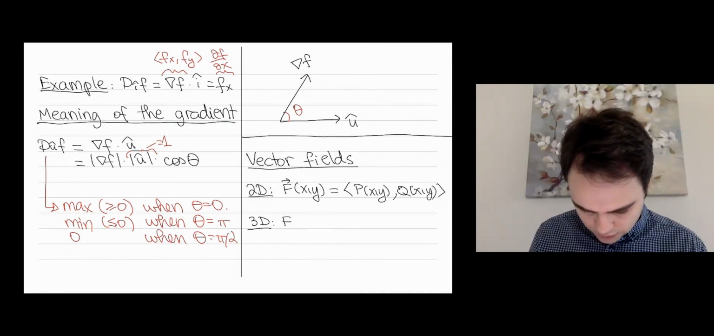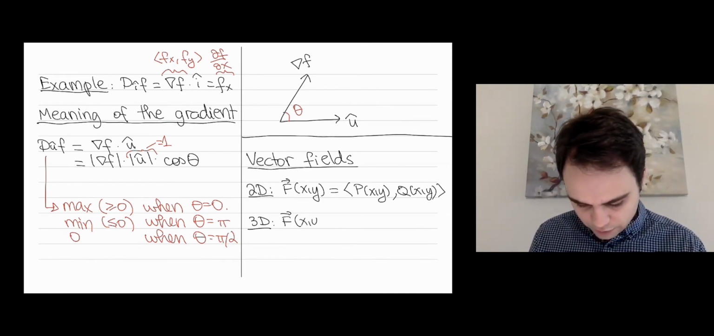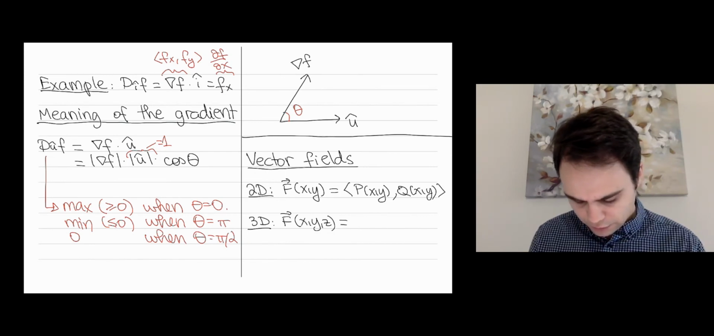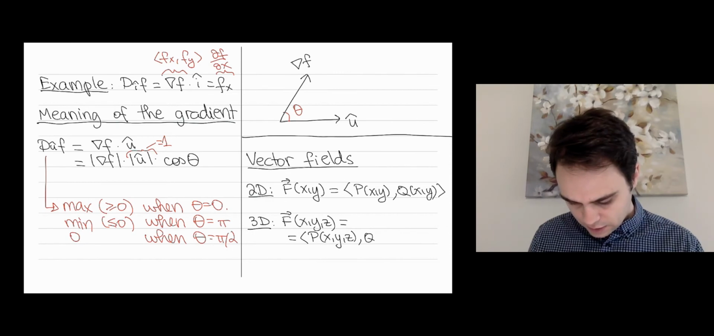So it's a vector-valued function of three variables, so it'll have three components. I'll write: the first will be P of x, y, z, the second will be Q of x, y, z, and the third will be R of x, y, z.